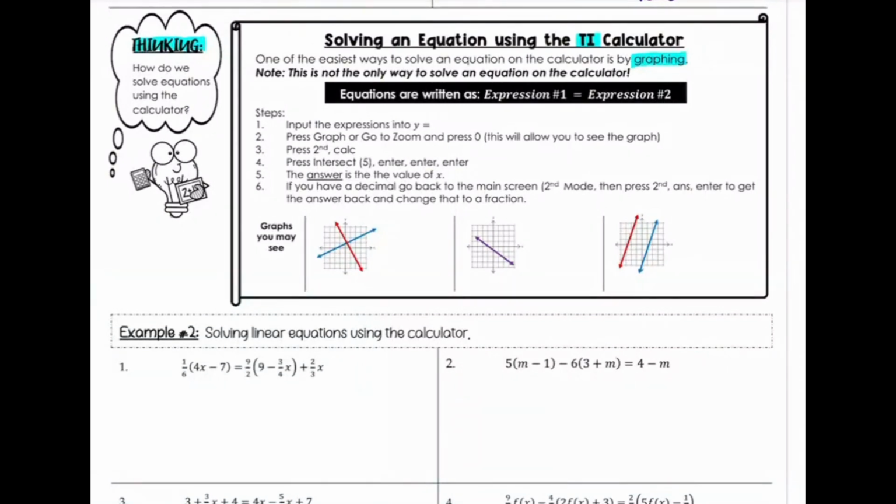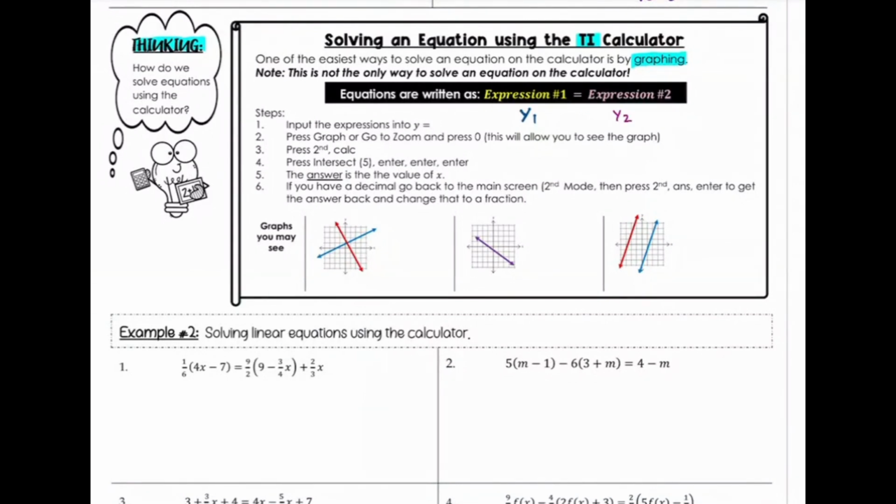So things for us to know, equations are written as expression number 1 is equal to expression number 2. This is super important because this is what we're going to be inputting into the calculator. So steps: input the expressions into y equals. Your first expression is going to go into y1. Your second expression will go into y2.